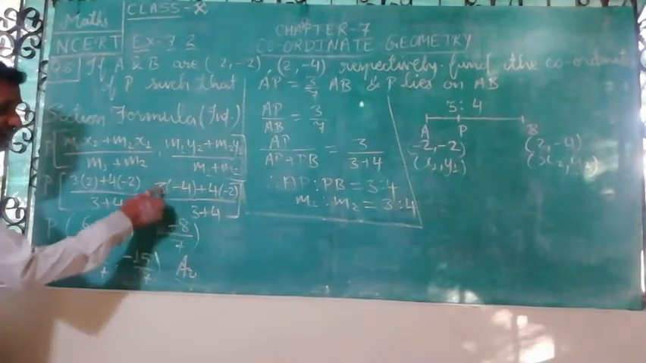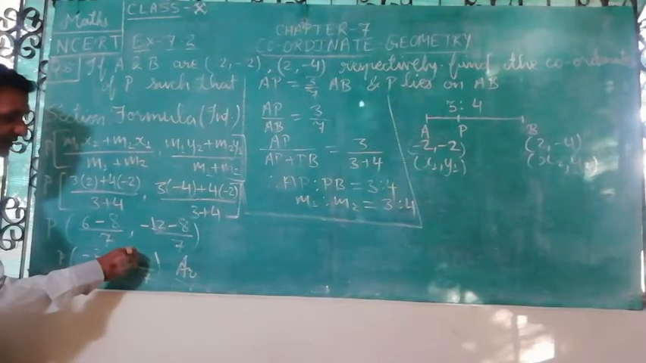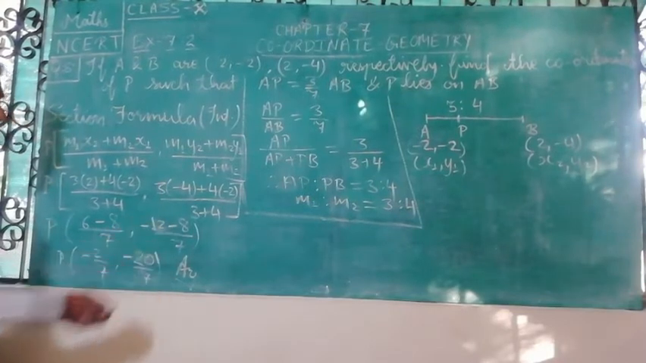Sorry, here it is 3 into 4, that is minus 12. So it will be minus 20 upon 7. It was by mistake minus 7 written.